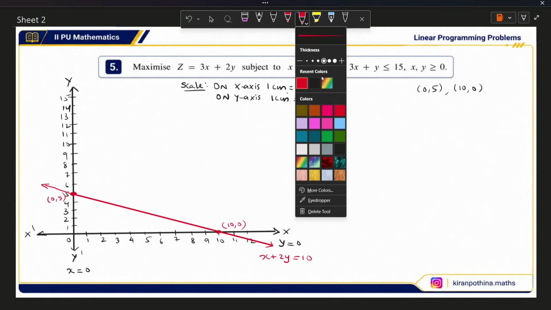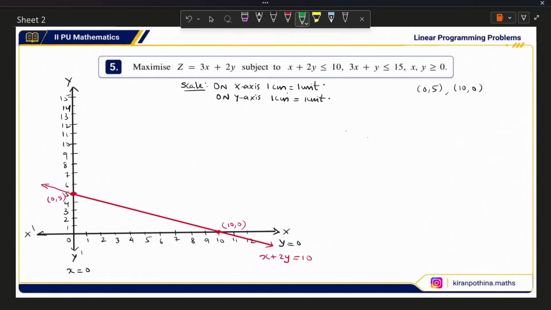So what is our second line? The second line points are 0 comma 15 and 5 comma 0. So let us join these two points. Okay, so what is this line? This line's equation is 3x plus y equal to 15.